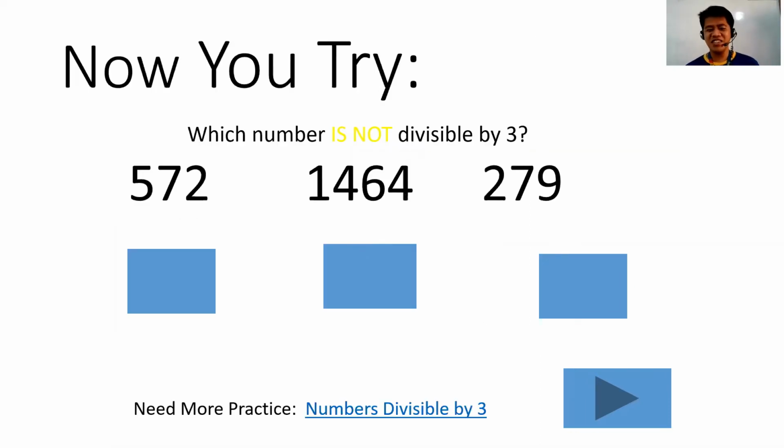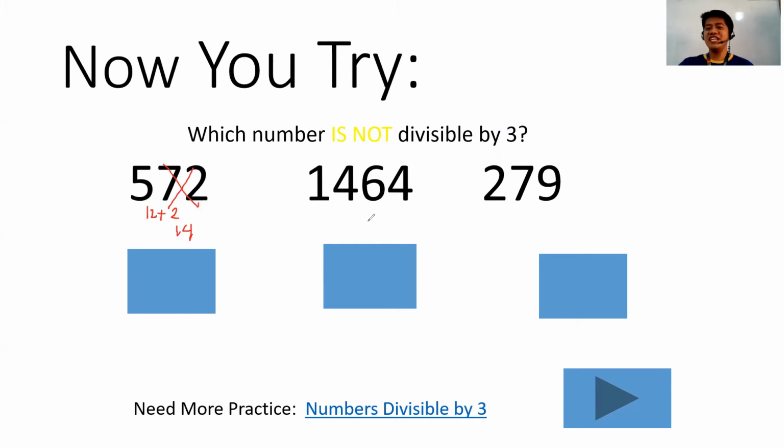Now, let's try to answer this. Which number is not divisible by 3? Ano ang gagawin natin kapag divisible by 3? Sige daw. Very good. I-add natin ang bawat digit. Let's try. 5 plus 7 is equal to 12 plus 2. It is equal to 14. And 14 is not divisible by 3. So therefore, nalaman na natin na si 572 ay hindi divisible by 3.